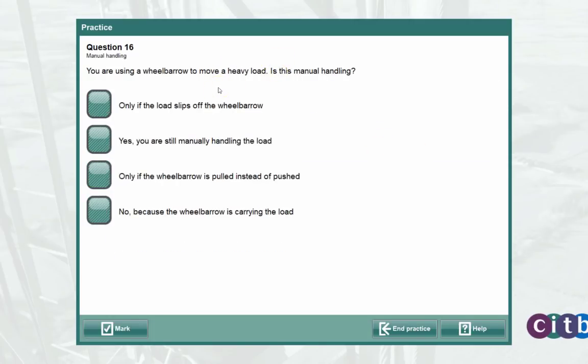You are using a wheelbarrow to move a heavy load. Is this manual handling? Only if the load slips off the wheelbarrow. Yes, you are still manually handling the load. Only if the wheelbarrow is pulled instead of pushed. No, because the wheelbarrow is carrying the load.